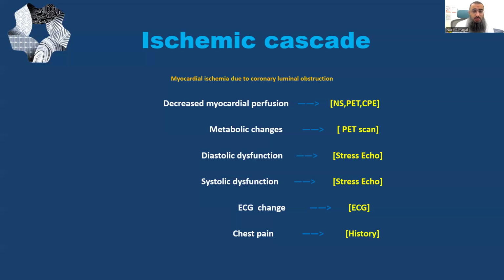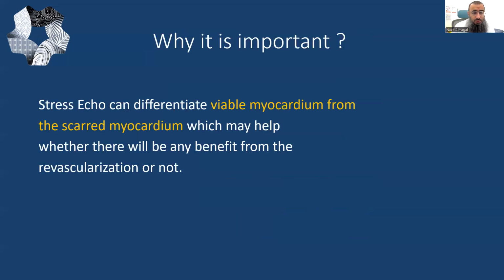It is based on the detection of two components of the ischemic cascade: diastolic dysfunction and systolic dysfunction, which are induced by stress. The importance of stress echo is that it can differentiate between viable myocardium and scarred myocardium, along with defining the ischemia manifested by regional wall abnormalities.